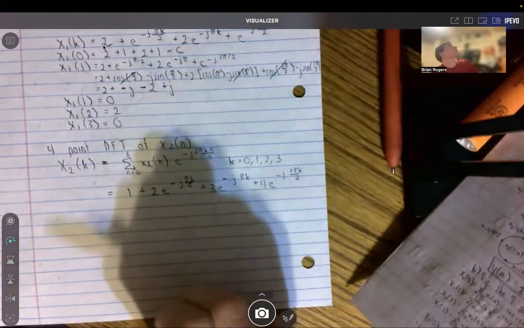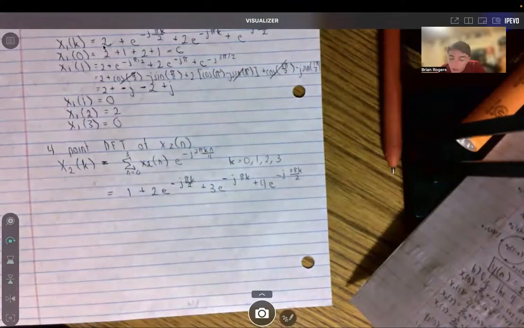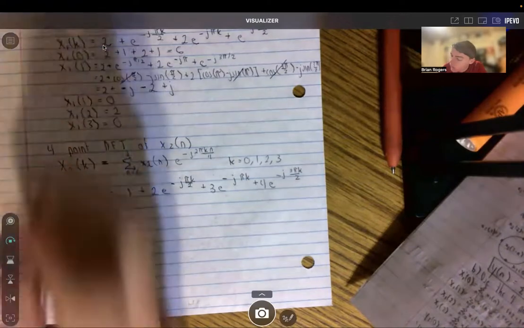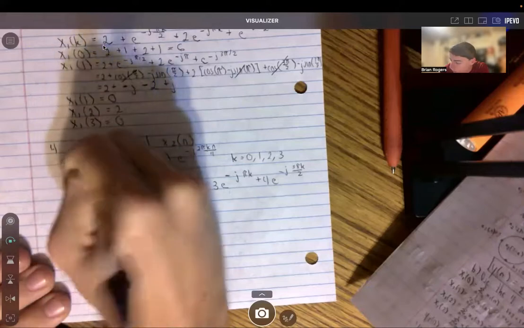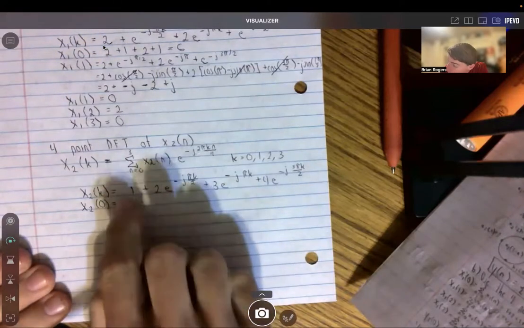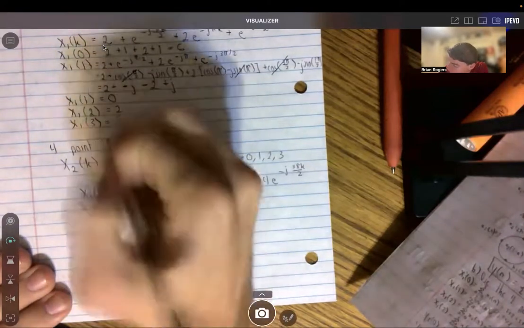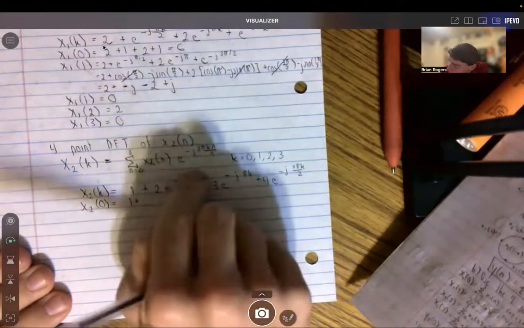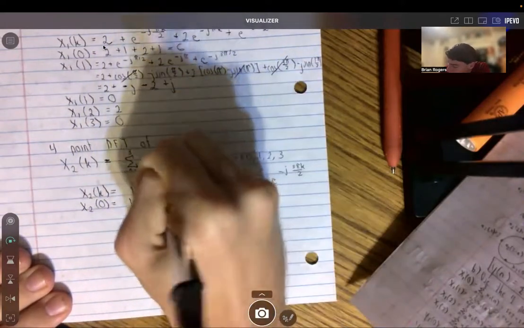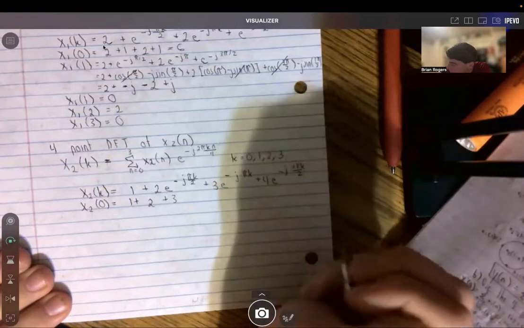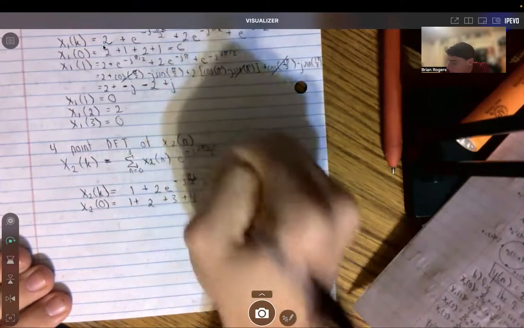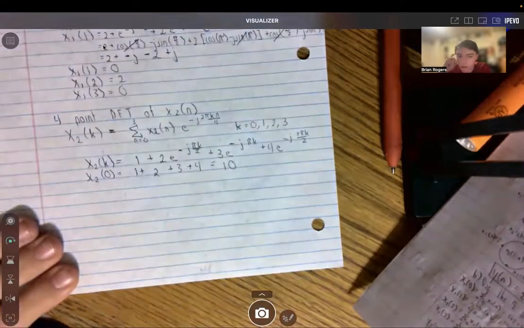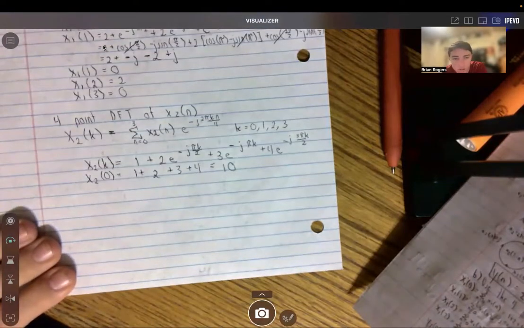Okay, now that we got all of those, we do the exact same process. So this is our x2 of k. Now we need to solve for x2 when k is 0. When we plug in k equals 0, you're going to get 1 plus 2e to the power 0, which is 2, plus 3e to the power 0, which is 3, plus 4e to the power 0, which is 4. This is going to be 7, 9, 10. Okay, let me see. 7, 9, 10.